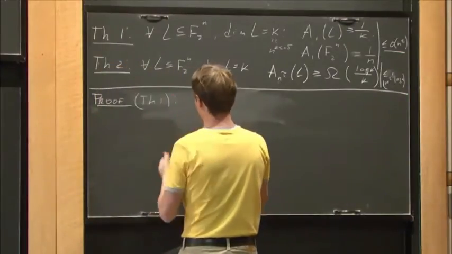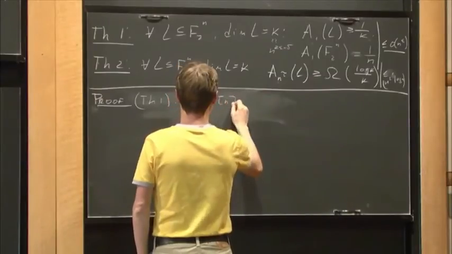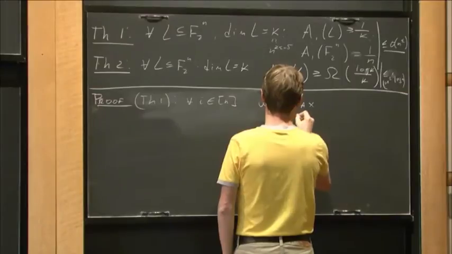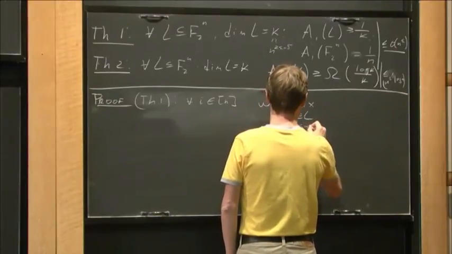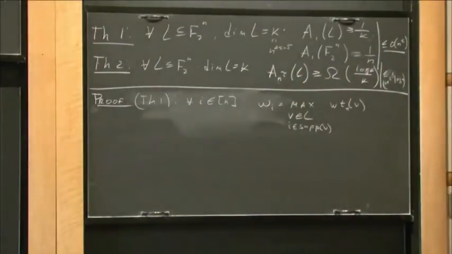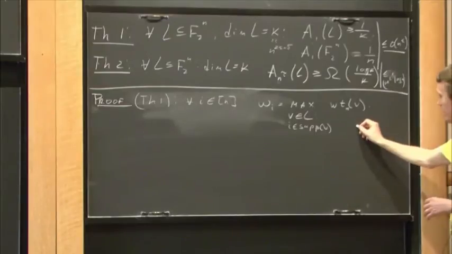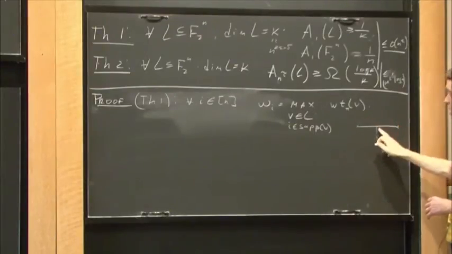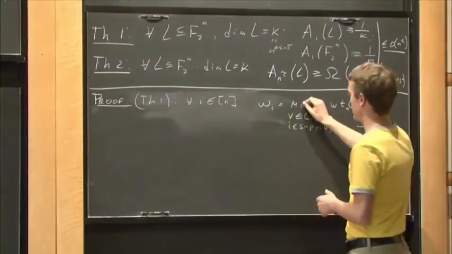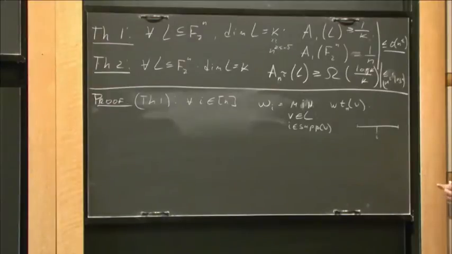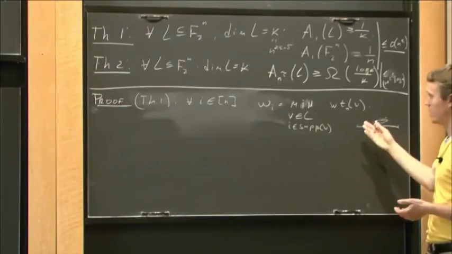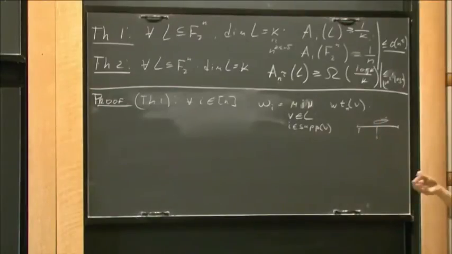So first, let me define the following quantities. For every i in n, I define W sub i to be the minimum over all v in L, such that i is in the support of v, of the Hamming weight of v. So I have these n coordinates. I fix some coordinate i, and I look at all vectors in L that have this coordinate in their support. I take the vector of the smallest weight that contains this coordinate, and that is my W sub i. If some coordinate is never used, then I would call this infinity, so the minimum over the empty set would be infinite.